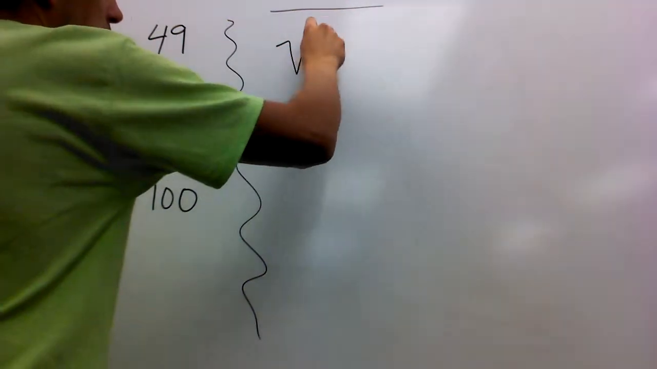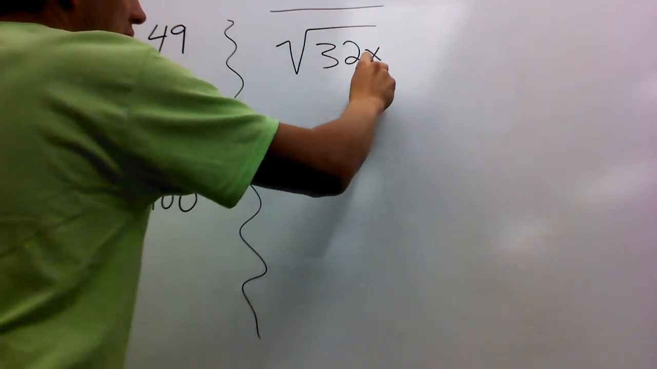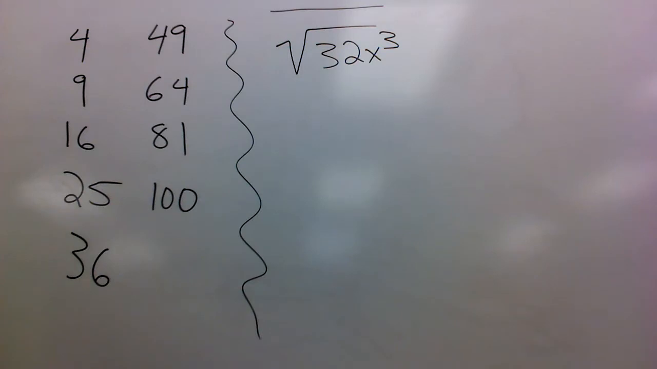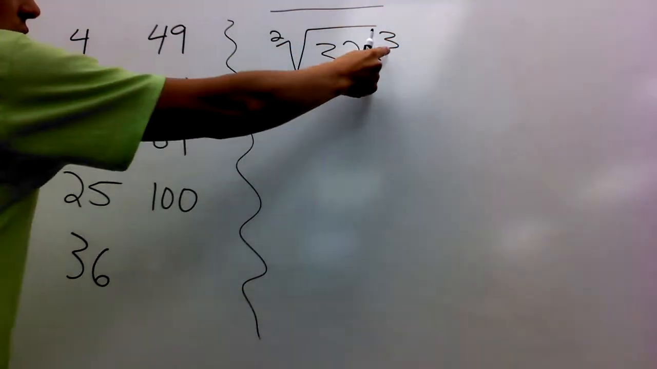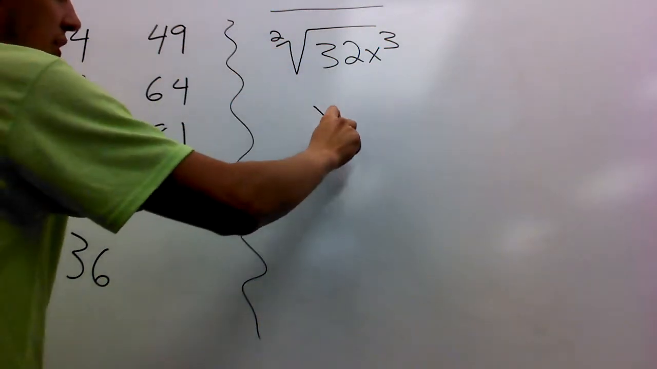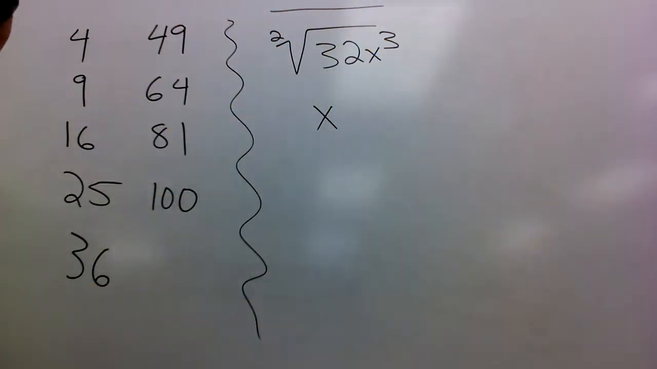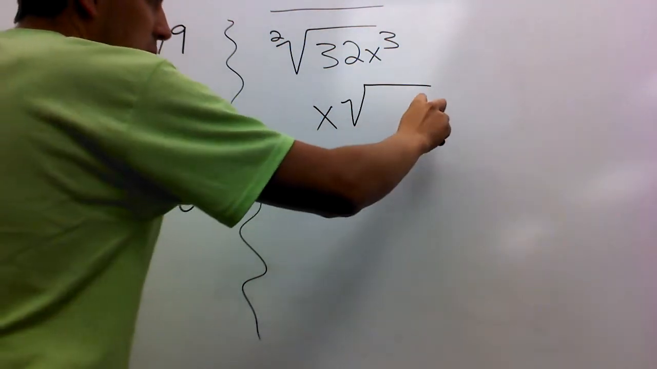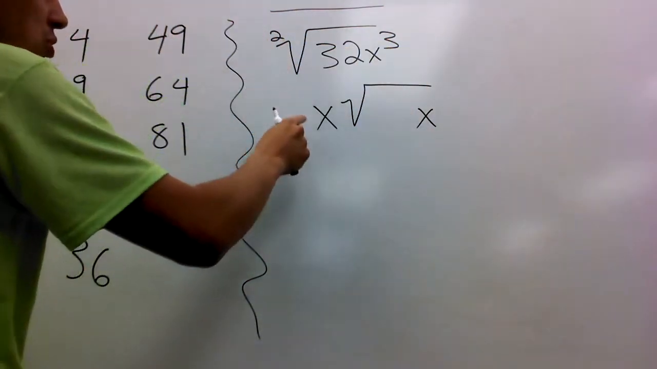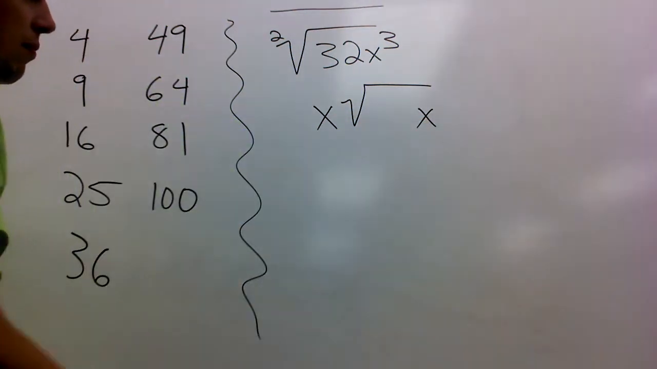Try another one. Square root 32, x to the third. I'll do the variable part first. This is a 2. 3 divided by 2 is 1. 1 on the outside. But I have 1 left over. 1 left over stays on the inside. I'll leave a space here and put x. 3 divided by 2 is 1 with 1 left over.